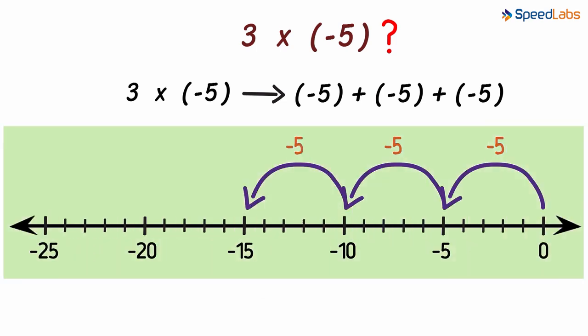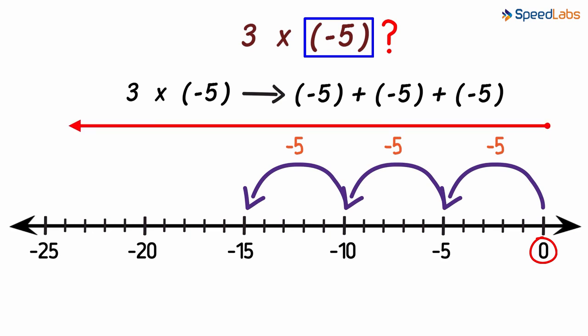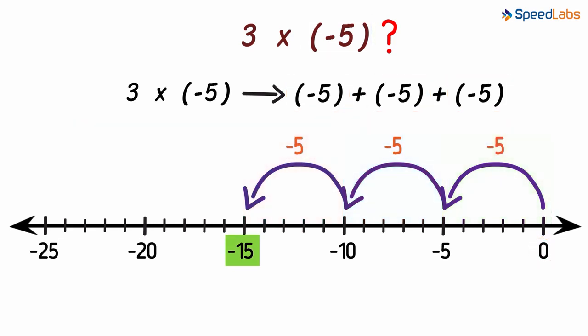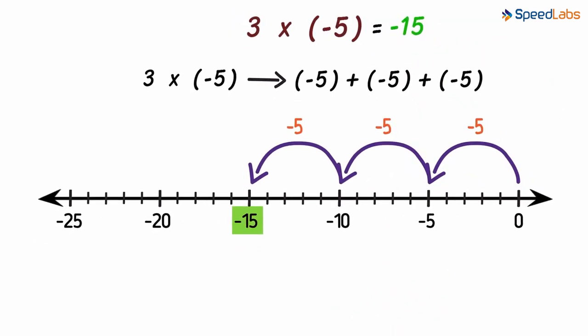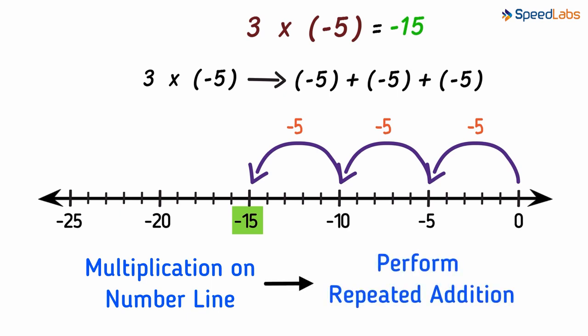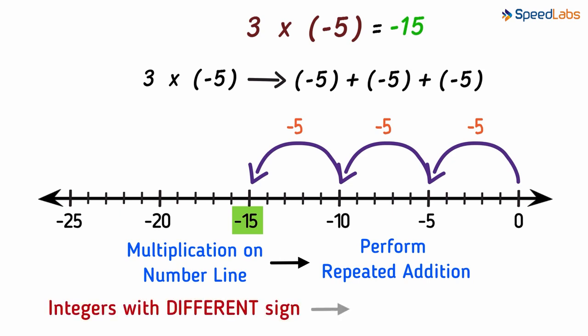Observe the number line carefully. For multiplication, we always start from 0. And to add negative 5, we have to move towards the left of 0. As we have to add it 3 times, we will repeat the movements of 5 steps towards the left 3 times. We land up here at negative 15. That's how we get the product of 3 and negative 5 as negative 15. Therefore, to find the product of integers using the number line, we do repeated addition on the number line. Now we know that multiplication of two integers with different signs gives us a negative product.